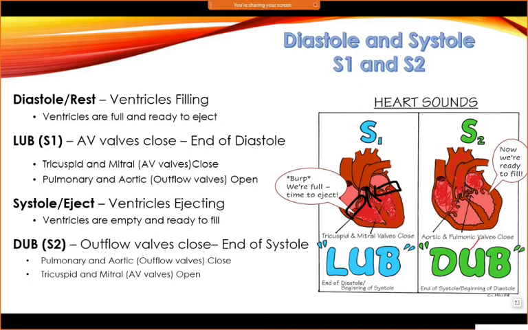Diastole is rest because the ventricles are filling, so the AV valves are open and the outflow valves are closed so that the ventricles can fill. And then during systole, the outflow valves are open and the AV valves are closed. So another concept that will come into play when we're talking about abnormal heart sounds: the only thing we should be hearing is lub-dub, lub-dub. And those are the sounds of the different valves closing.